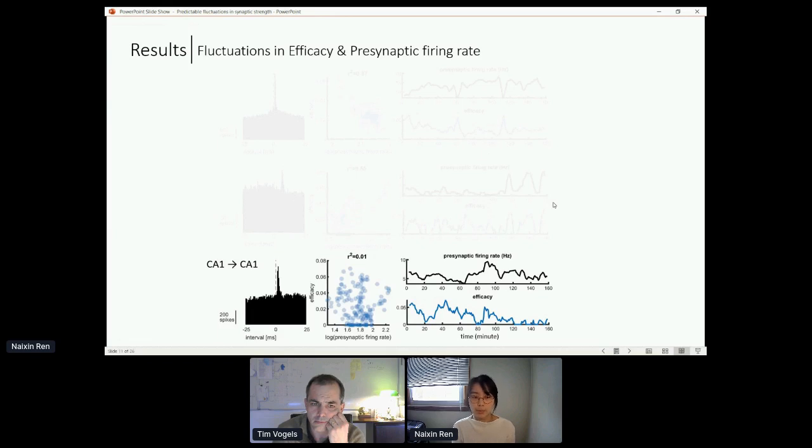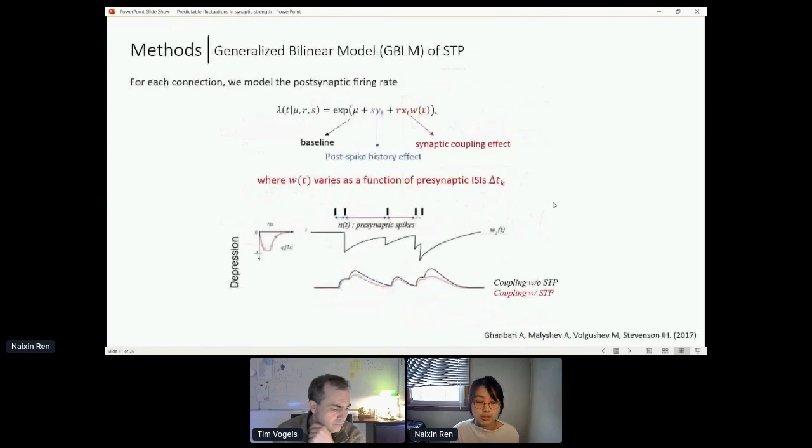And on the next step, we would like to find the explanation for this relationship. And we would like to see whether STP serves as a mechanism underlying the relationship between efficacy and presynaptic firing rate. So here we developed a GBLM of STP, which is the generalized bilinear model of STP. So using this model, we can estimate the time-varying synaptic effect by modeling the post-synaptic firing rate.